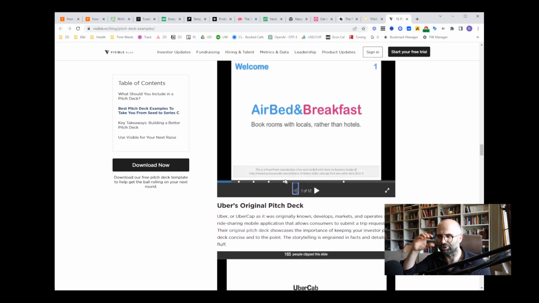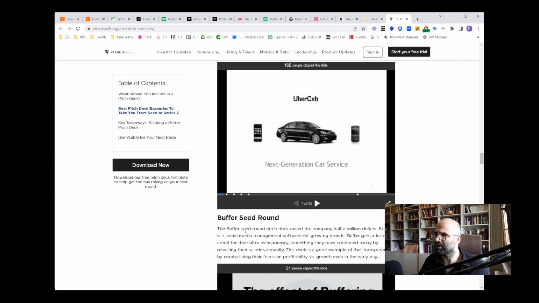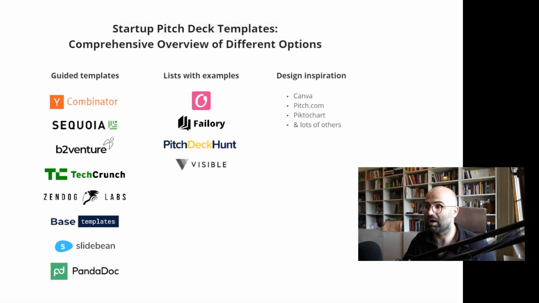But hey, from here, you could start your journey of finding, for instance, Uber's original pitch deck. I'm sure that wouldn't be hard. You could also just use OpenVC, Failery, or PitchDeckHunt for it. That completes our overview of the different options that you have when it comes to pitch deck templates. I think what's most useful for you is a mix of guided templates and the lists of examples.